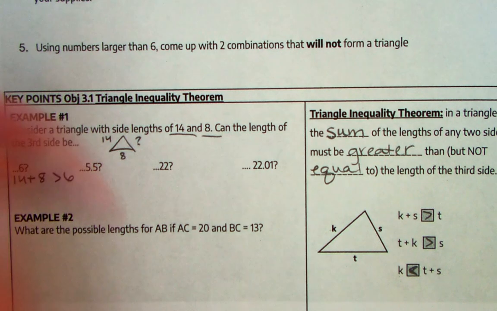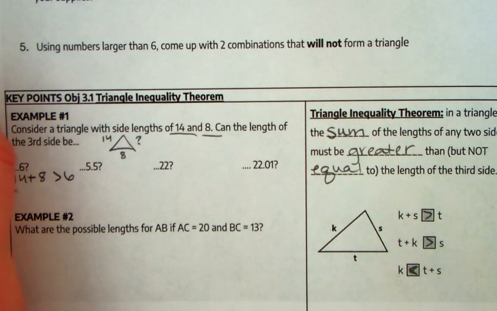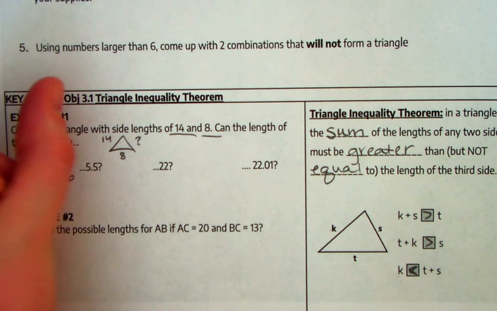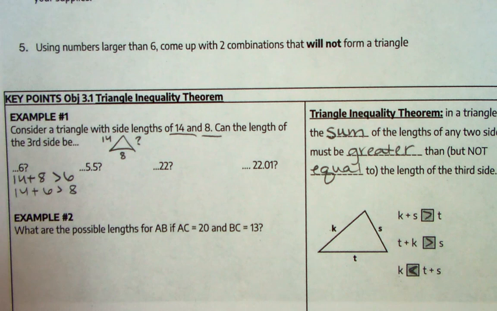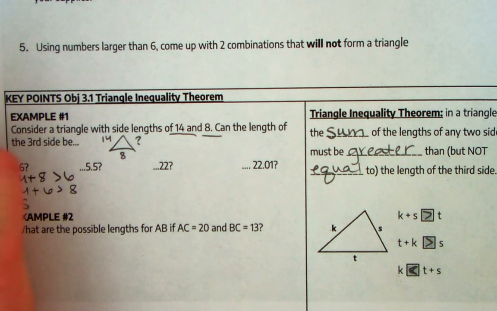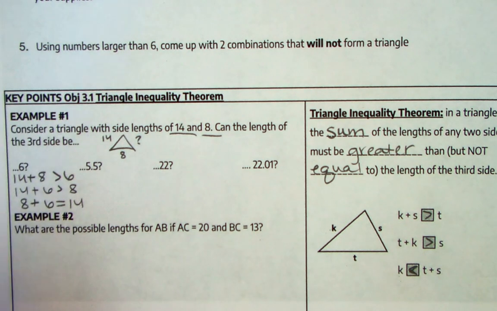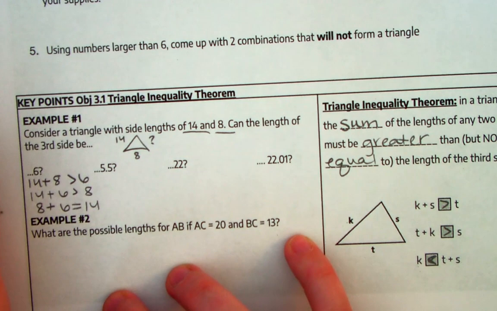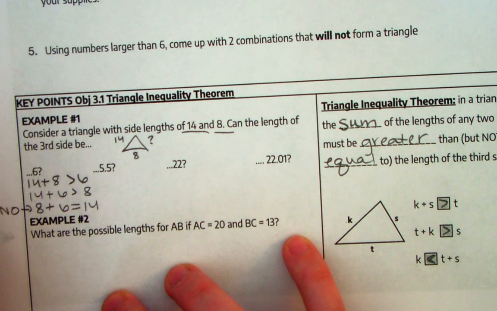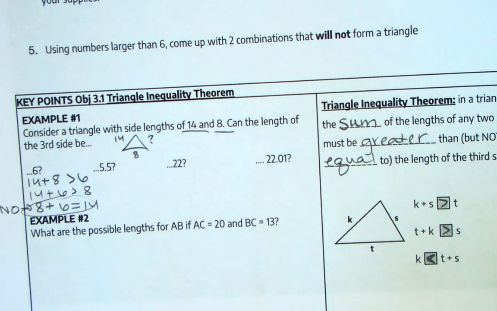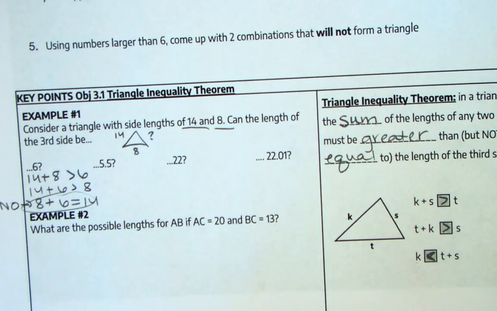So now I'm going to pick 14 plus 6. Is that greater than 8? Yes, it is. Okay. Now what about 8 plus 6? Is that greater than 14? No, that's equal to 14. So this is not a triangle because of this statement. 8 plus 6 would have to be greater than that third side length, not equal.